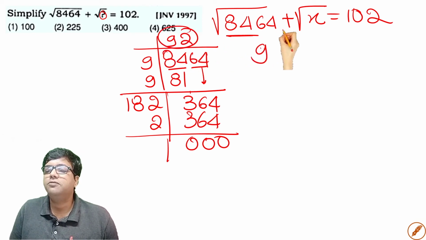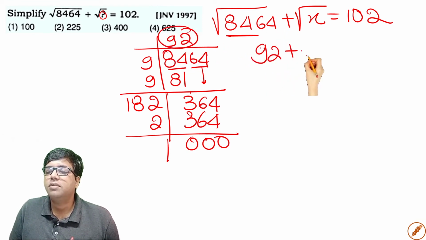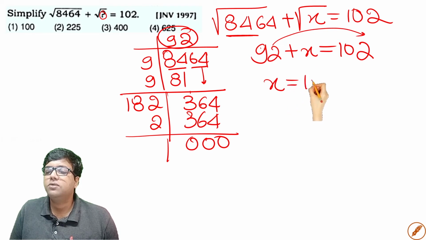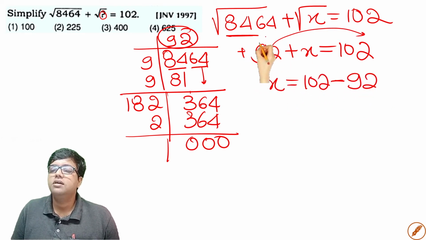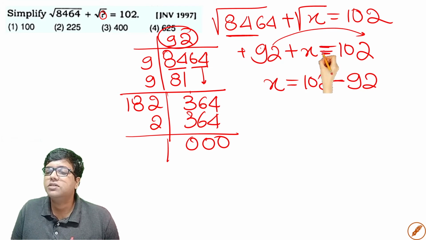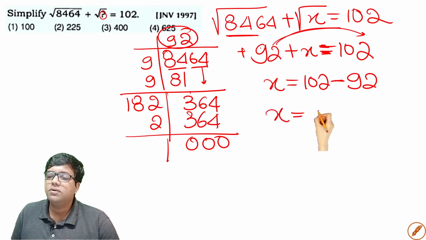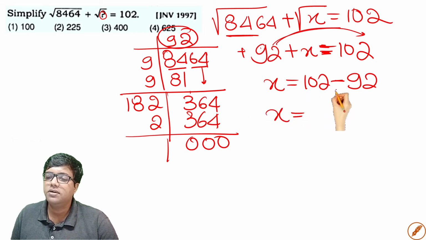The root of 8464 will give you 92, plus root x is equal to 102, and this 92 will move to the other side. So therefore root x is equal to 102, and it will be a minus sign. It has a positive sign, so when it crosses over the equals sign, it becomes a negative value. So x is equal to... I'm sorry, it is root x.